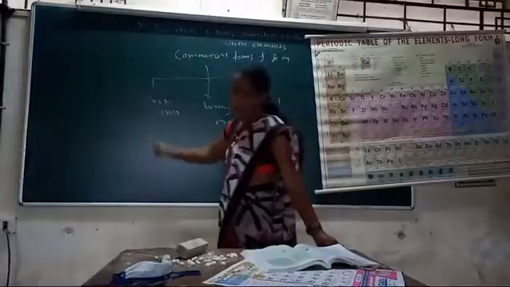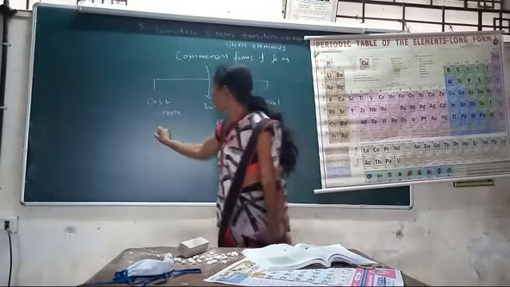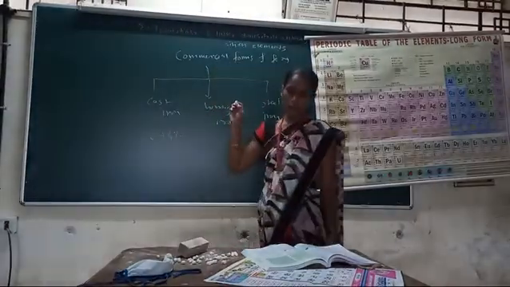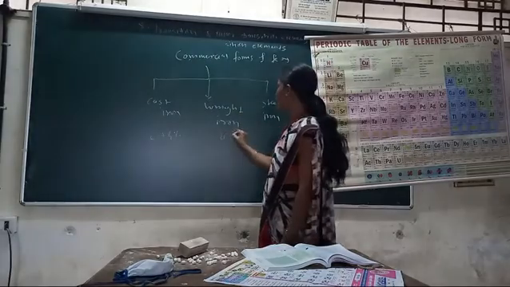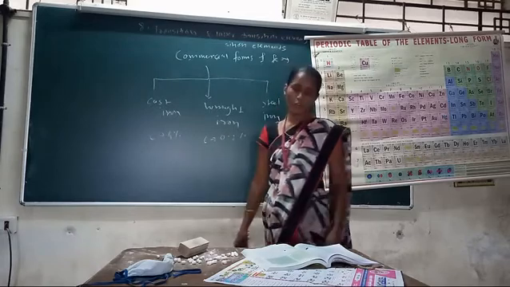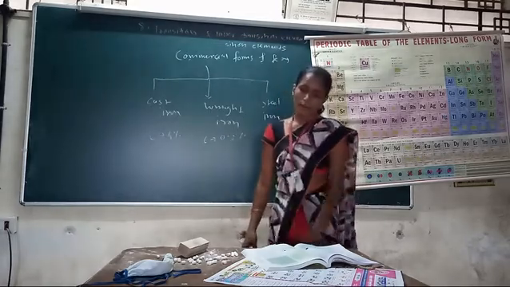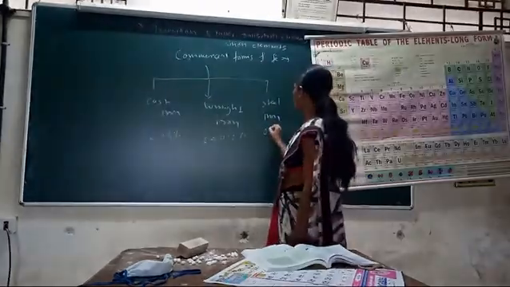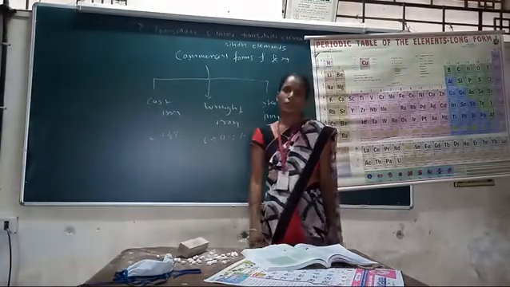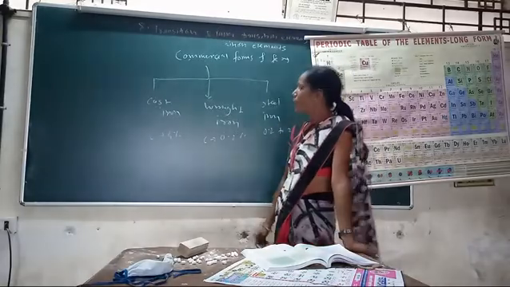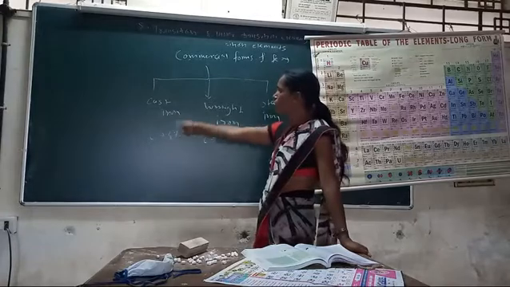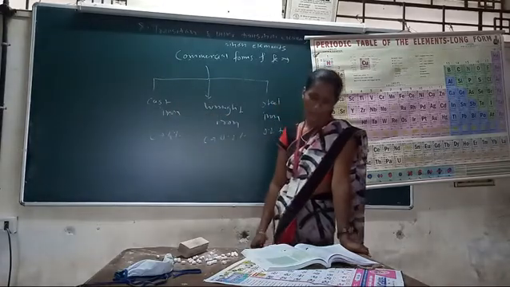Here in cast iron, the percentage of carbon is about 4%. In wrought iron, carbon is less than 0.2%. Steel contains 0.2 to 2% carbon. The strength depends on the percentage of carbon. 4% is more, therefore cast iron is very hard.